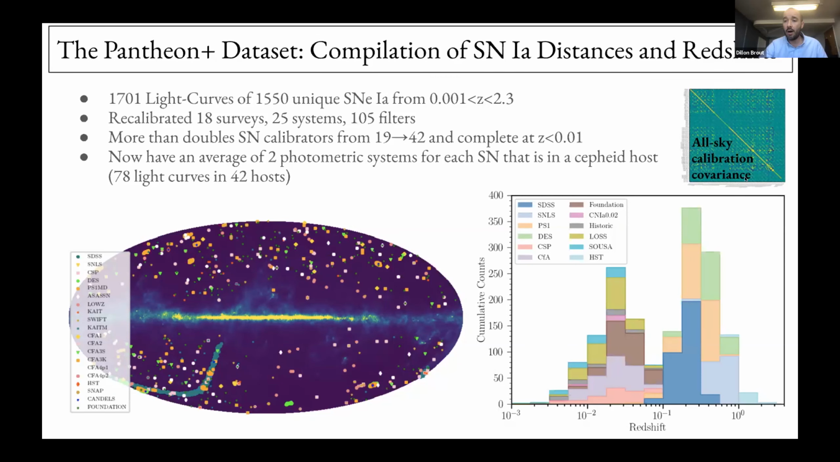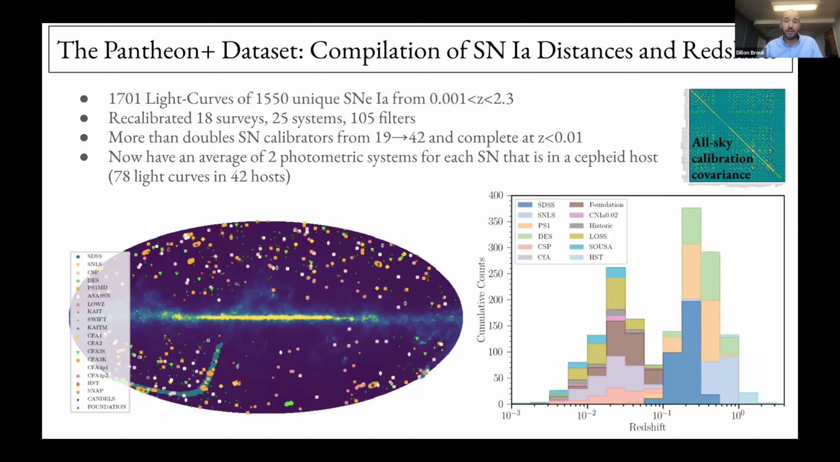You can see here our recalibration covariance matrix. And what you'll notice is that because we've combined so many surveys, we actually have more light curves than we have supernovae. And that's because in the last, I would say maybe decade or so, we've had so many telescopes on sky observing supernovae that we've fortuitously had multiple telescopes observing the same supernovae at the same time, which is really great for beating down systematic uncertainties associated with the calibration of the telescopes.